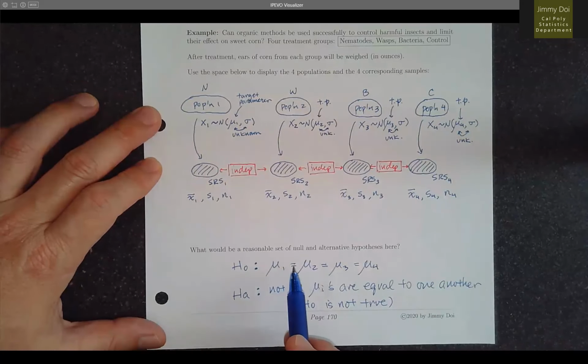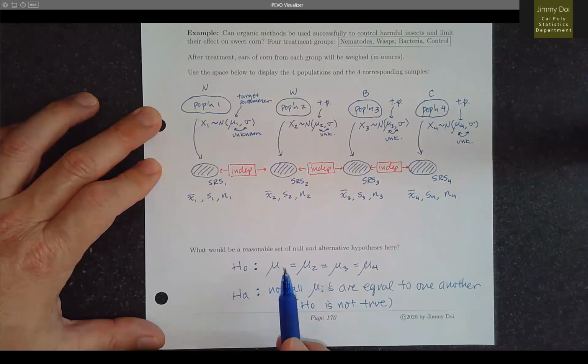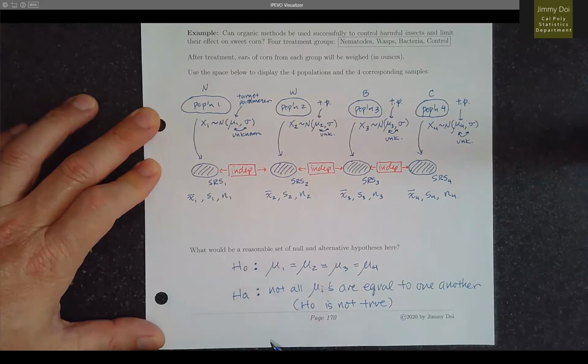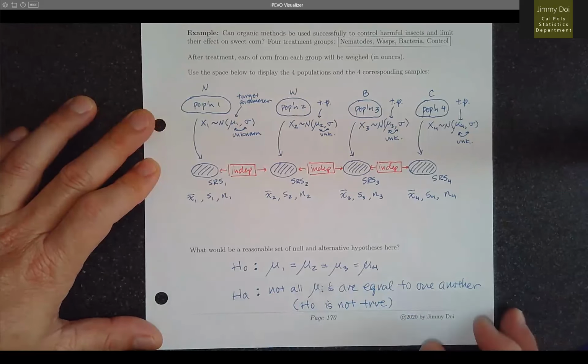A reasonable set of null and alternative hypotheses here: if mu1, mu2, mu3, mu4 are the target parameters from each of the corresponding populations, a null hypothesis that's very reasonable is mu1, mu2, mu3, mu4, they're all the same. And the alternative is they're not all the same. There's a difference somewhere, is what we would be saying. You could just say H naught is not true in that sense.